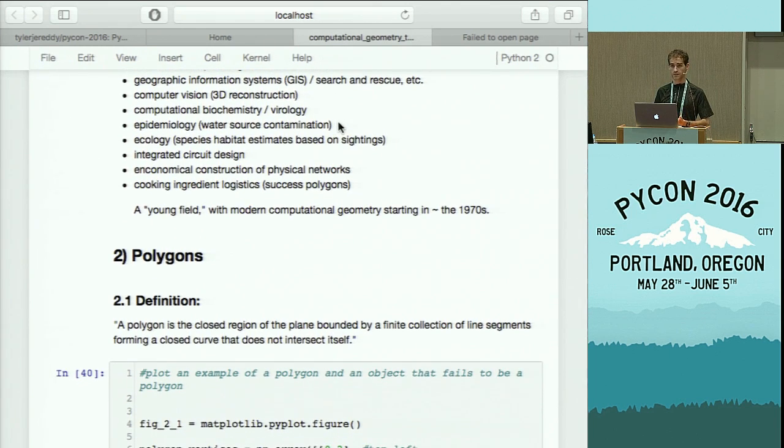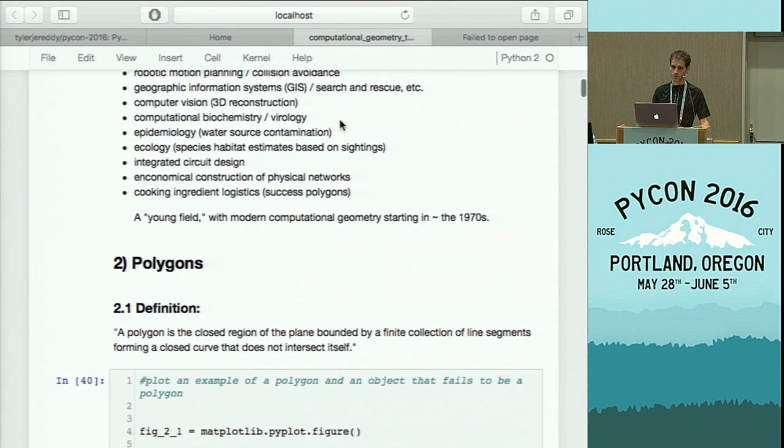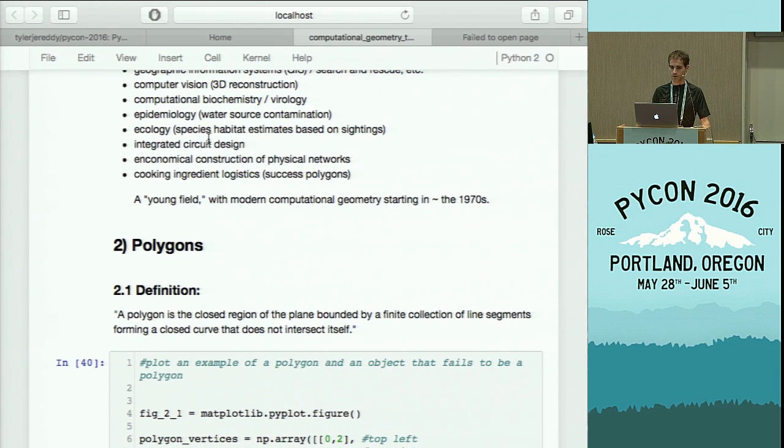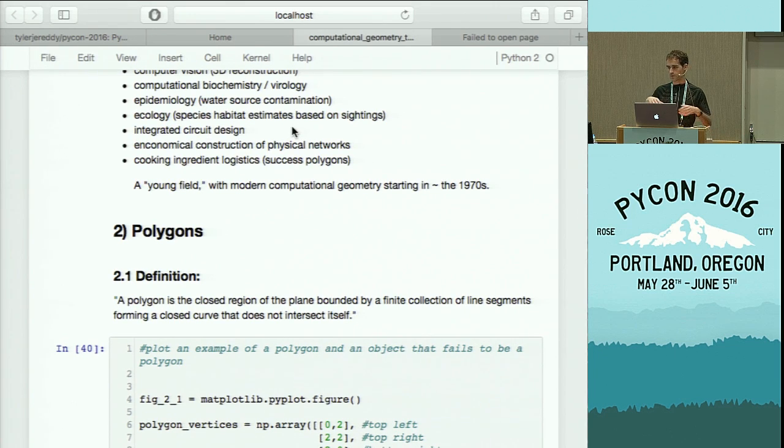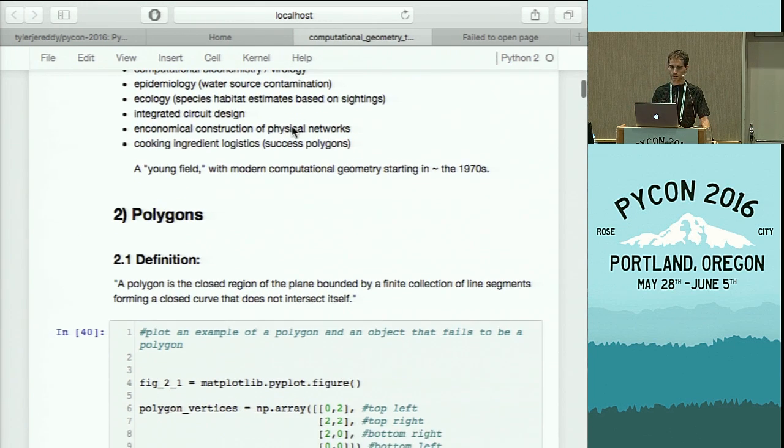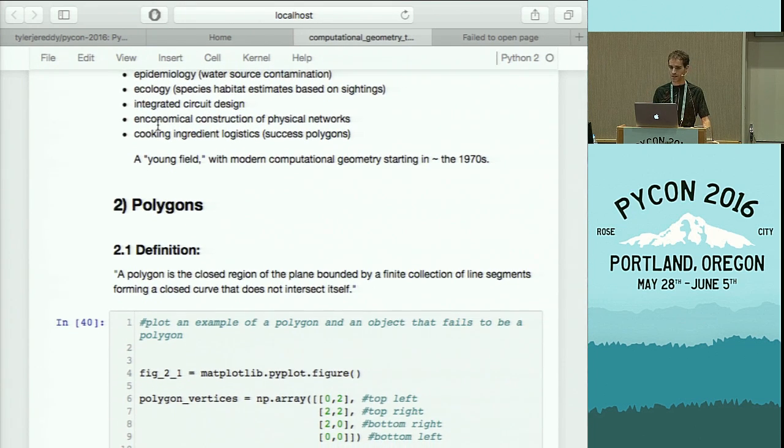Epidemiology, so water source contamination. In fact, one of the first applications of computational geometry was used in epidemiology about 150 years ago in London. We'll actually execute that code today using a Voronoi diagram. Ecology, so if you have observations about where a certain species was observed over time, you accumulate that over a few years, and you can build a boundary over the habitat of that particular species. Integrated circuit design, I don't know much about that, so I can't really say much about it, but that's one of the ones that was mentioned.